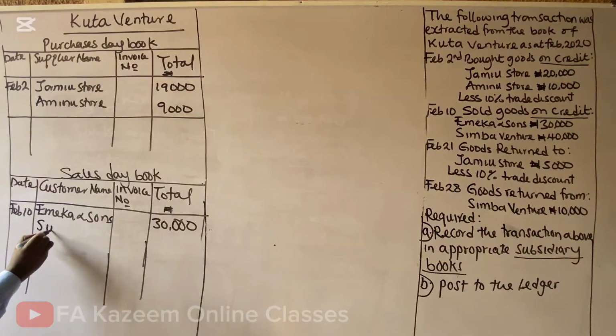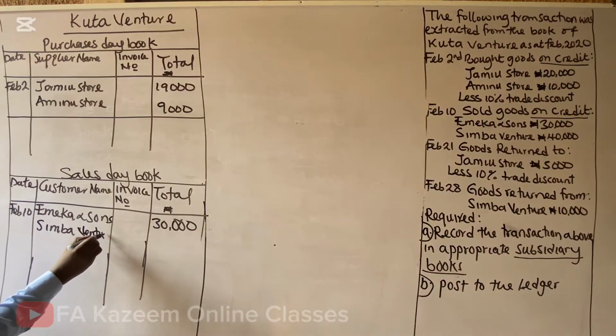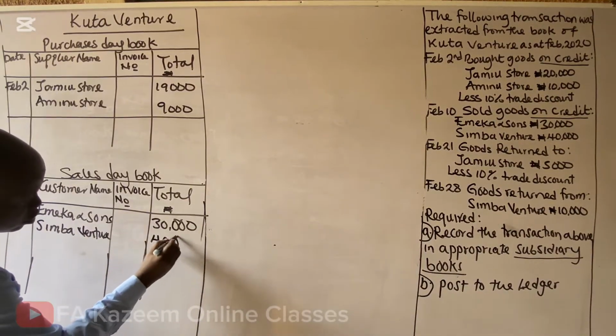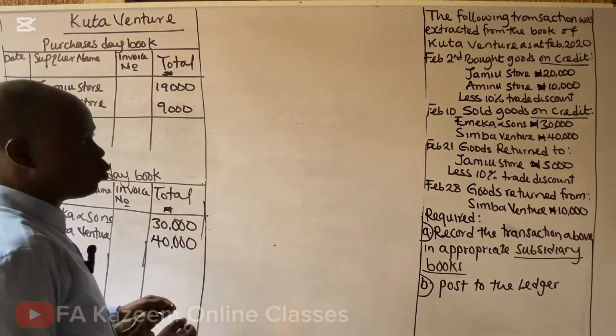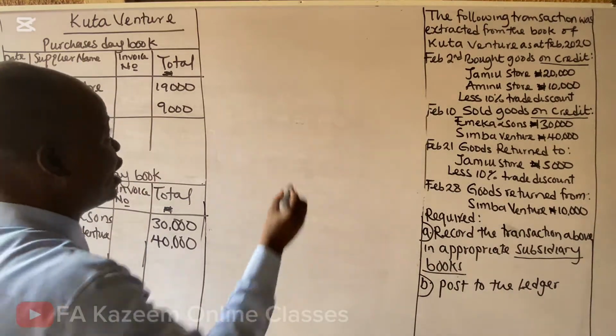They also sold to Simba Venture. How much did they sell to Simba Venture? 40,000 Naira. Now, on February 21, goods were returned to one of the suppliers.